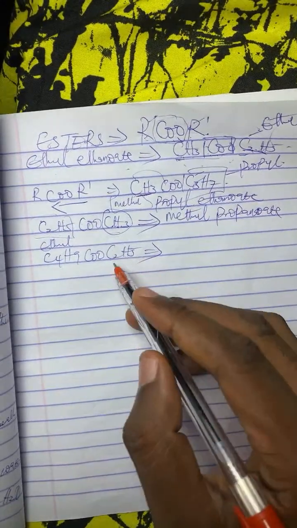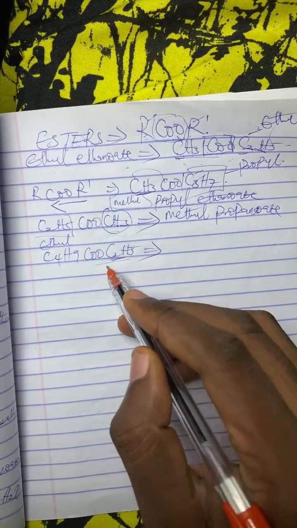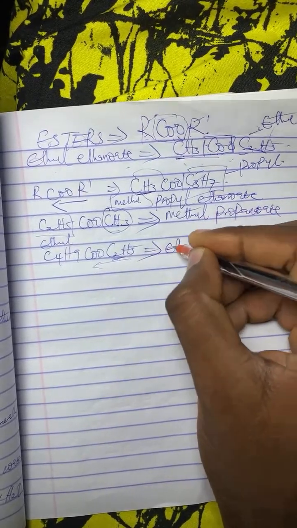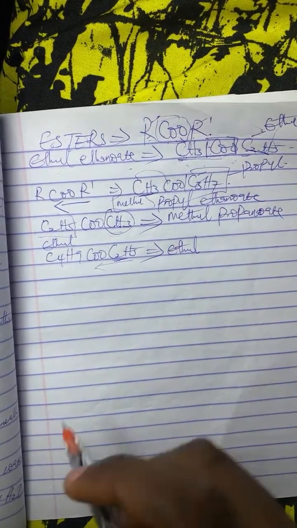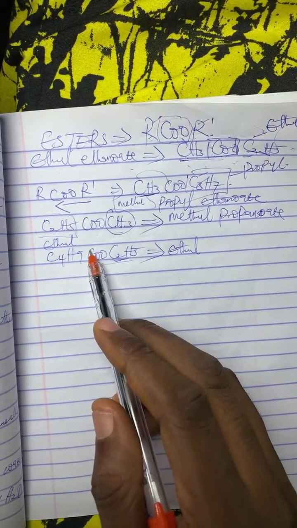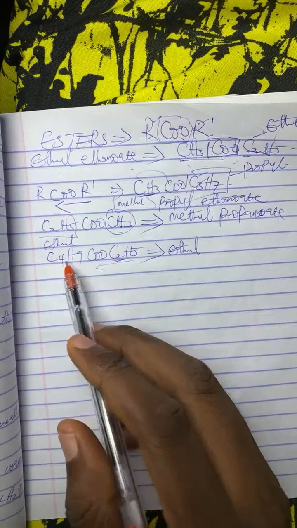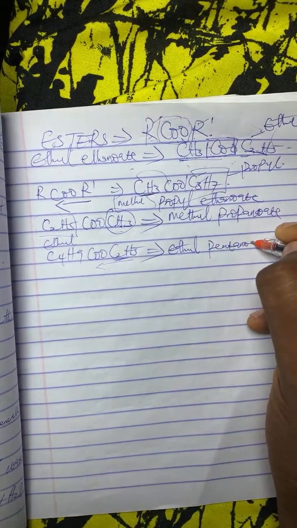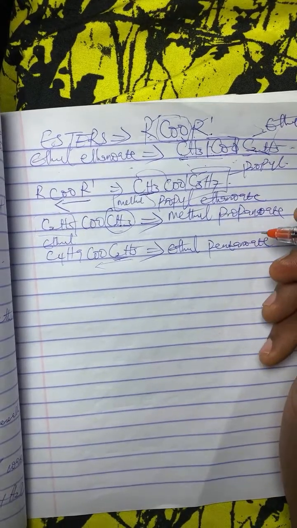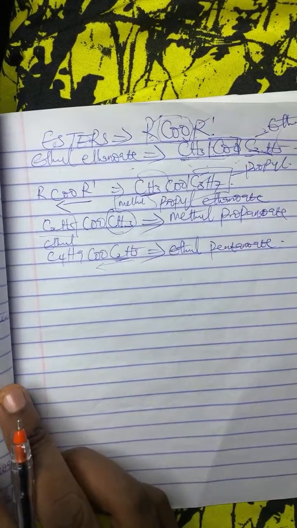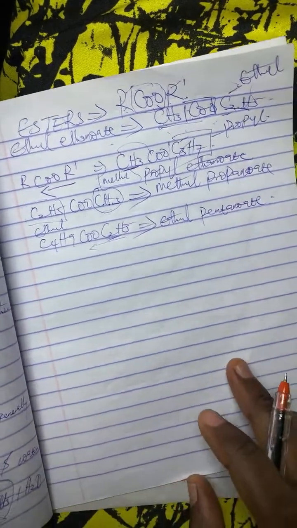Now the name will come from here. We start naming from the back. This is ethyl. We'll write down ethyl first. Now we'll come here. C4 is but. If I take 1 carbon atom from COO to add, it will be pent. So it will be ethyl pentanoate. I believe you are getting what we are doing here. These are esters or alkanoates. If you don't call them esters, you call them what? Alkanoates.